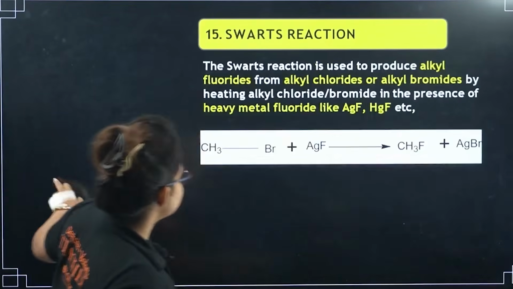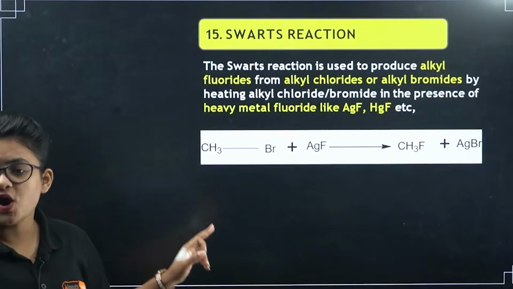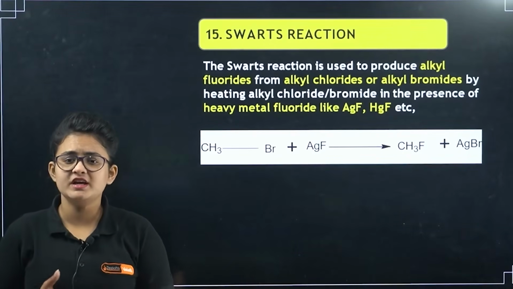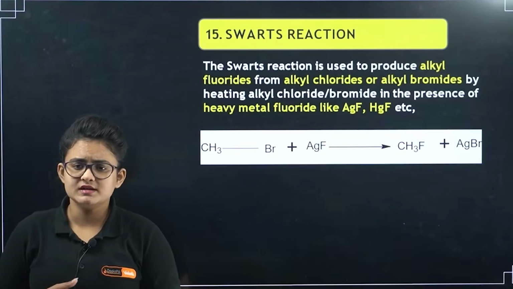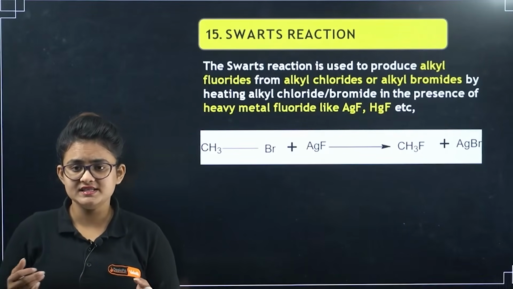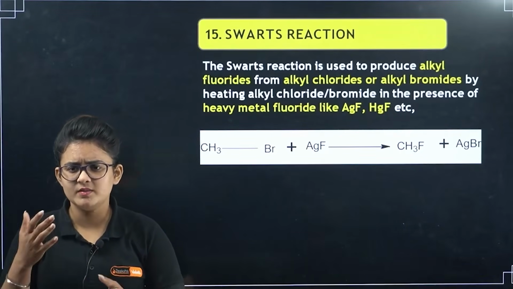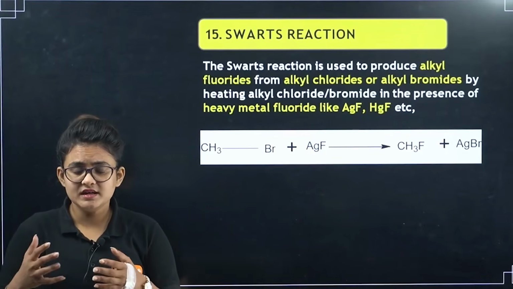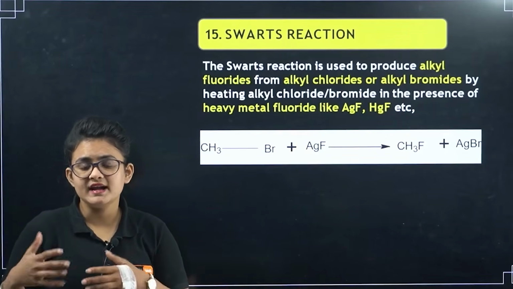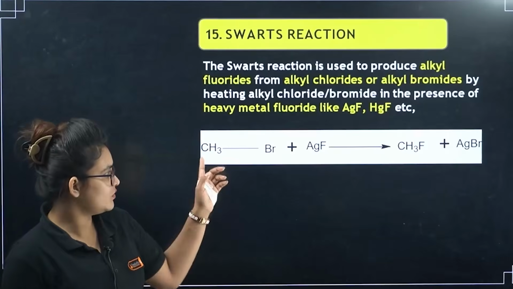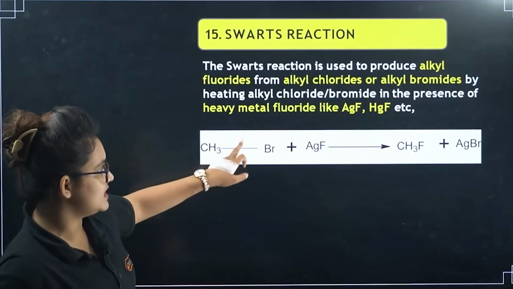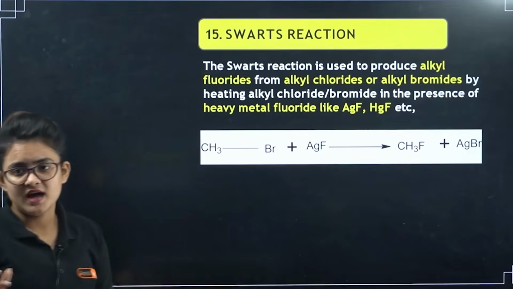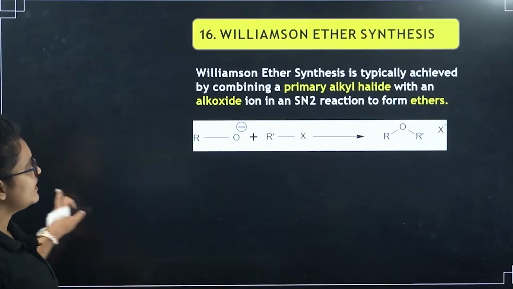Okay, let's proceed. Here is Swarts reaction. So Swarts reaction is also a halogen exchange type of reaction. You can use any kind of reagent, like AgF, Hg2F2, this type of thing, and it will give you some alkyl fluoride at the end. Okay, let's say here one example, methyl bromide you started, AgF you gave, and you are ending up with CH3F. I guess it's clear. Let's proceed.